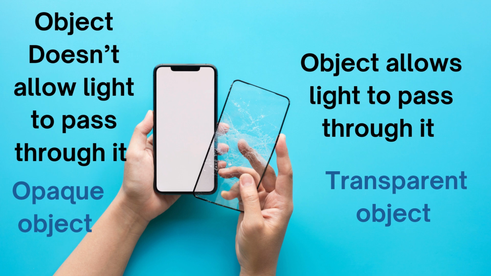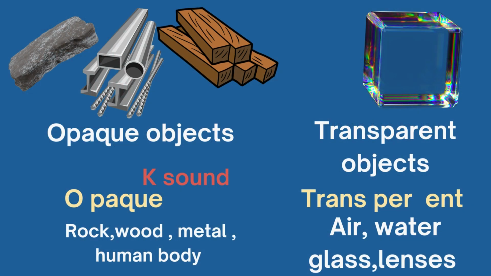We need some other examples. Other examples for the opaque objects are wood, metal, stone, human body, tree, any object that doesn't allow the light rays to pass through it. And transparent objects like air, glass, water, lenses, all of these are transparent objects. We can know that the transparent objects are colorless, so they can pass the light rays.